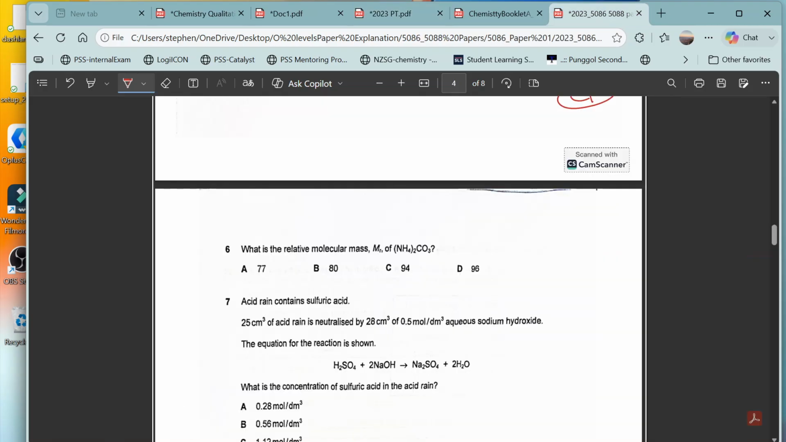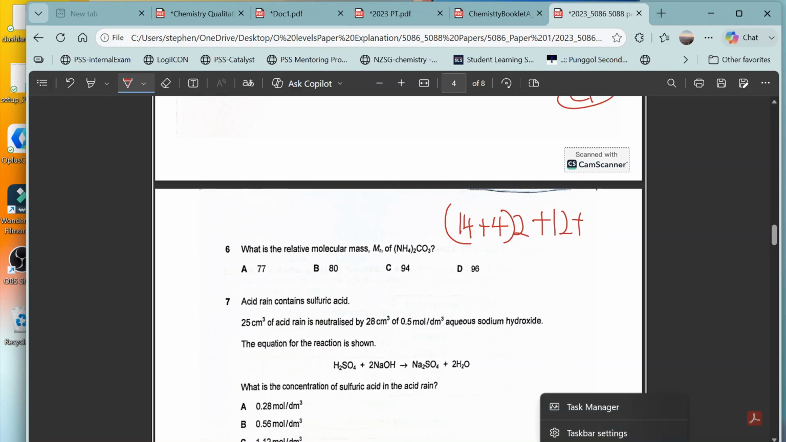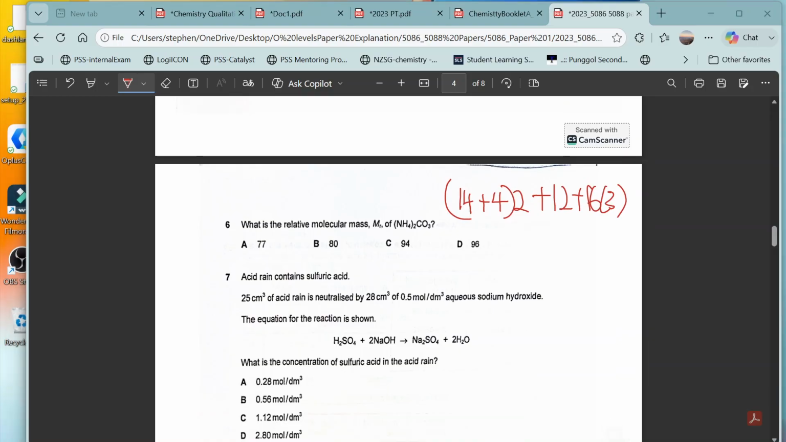So I do it quickly. 14 plus 4, because 1 times 4 hydrogen, then multiply by 2. Then you add the next element, which is 12 plus 16 times 3. If you press your calculator, I think the answer should be 96.